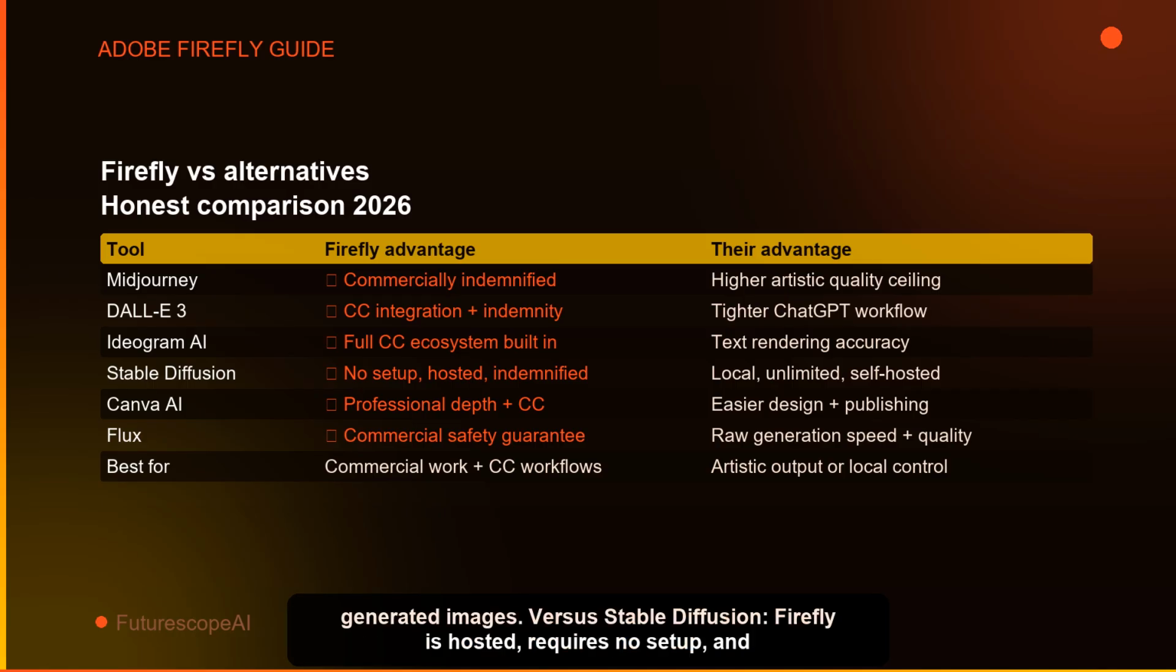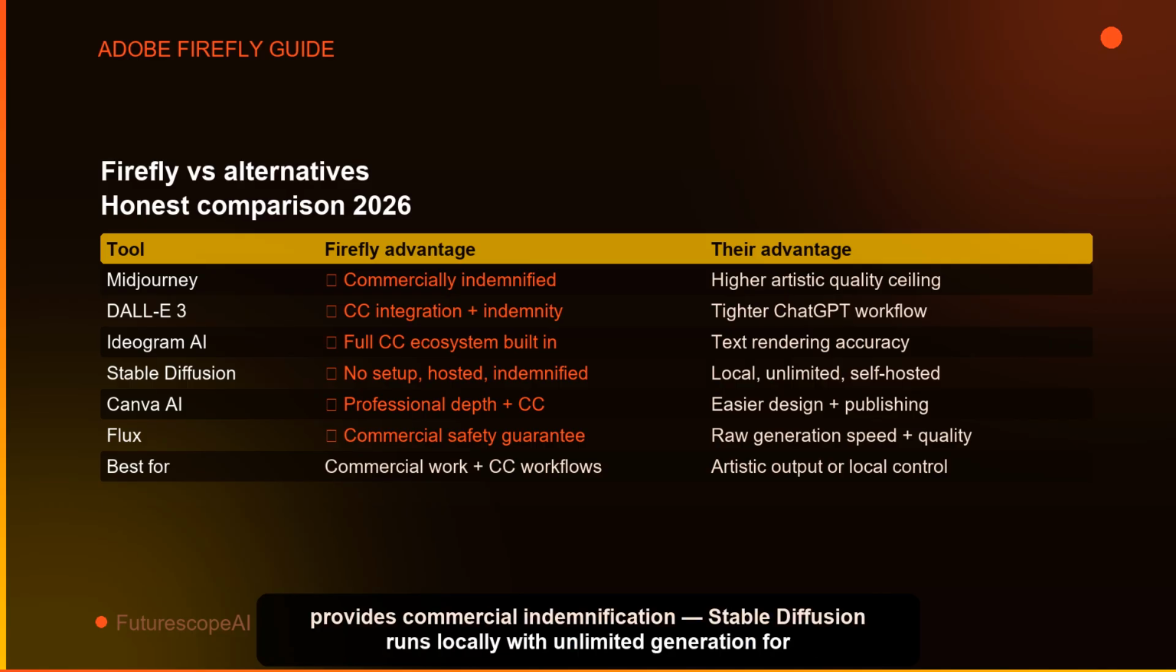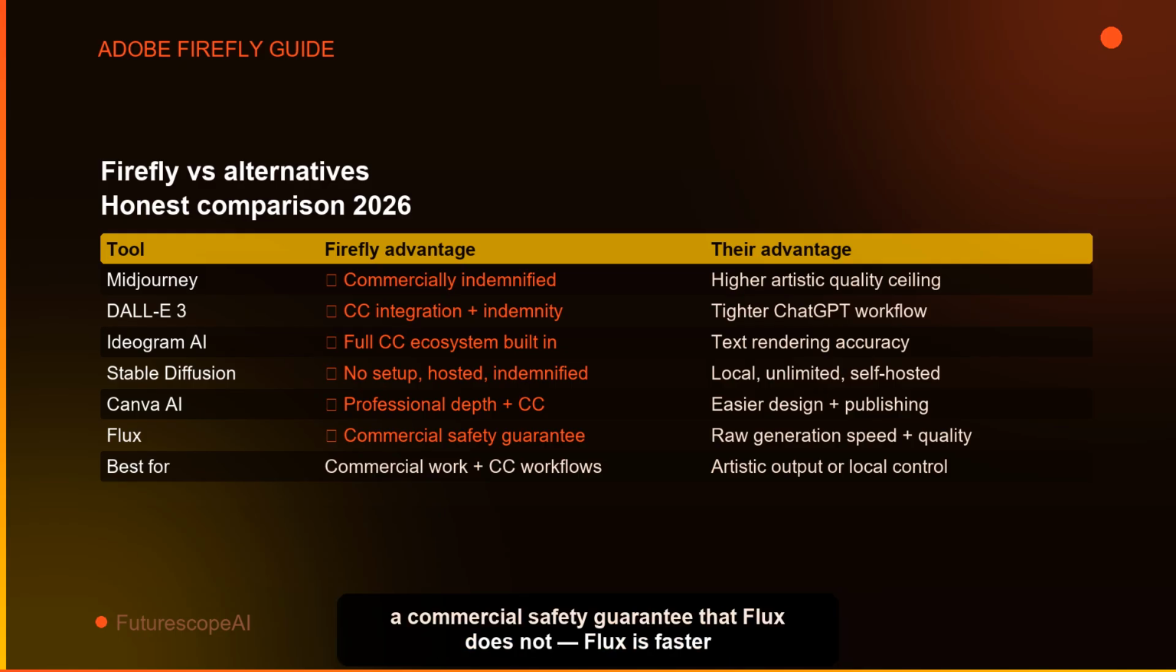Versus Stable Diffusion, Firefly is hosted, requires no setup, and provides commercial indemnification. Stable Diffusion runs locally with unlimited generation for those managing their own environment. Versus Canva AI, Firefly has deeper professional creative capabilities and CC integration. Canva makes design and publishing easier for non-designers. Versus Flux, Firefly provides a commercial safety guarantee that Flux does not. Flux is faster at raw generation with comparable or higher quality output. The honest summary: if commercial safety and Creative Cloud integration matter, Firefly is the clear choice. If maximum artistic quality with no commercial constraint is the priority, Midjourney still leads.